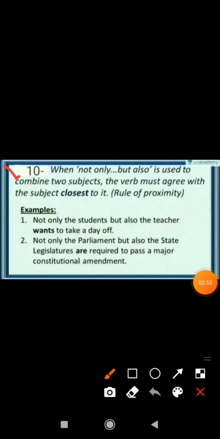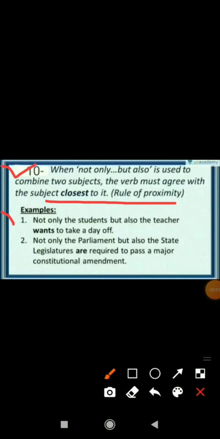Rule number 10 is, when not only but also is used to combine two subjects, the verb must agree with the subject closest to it. So the same rule will be applied here also. When two subjects are joined with the words like not only but also, then we have to use the verb according to the closest subject.